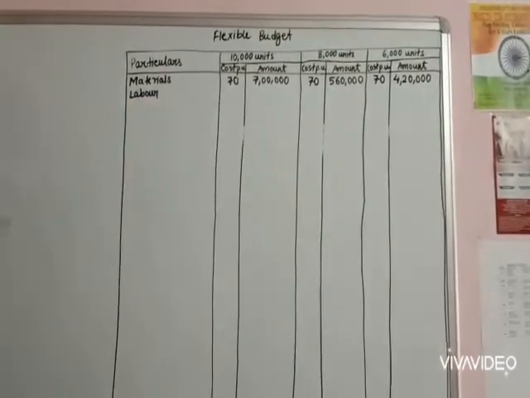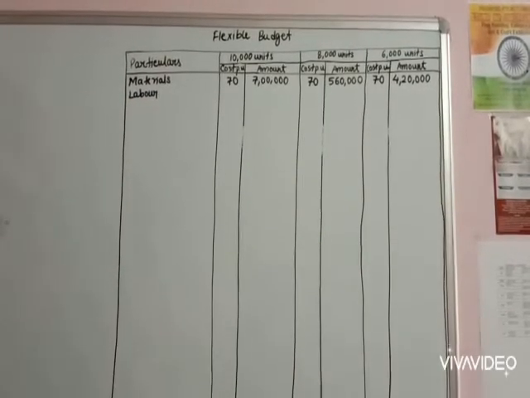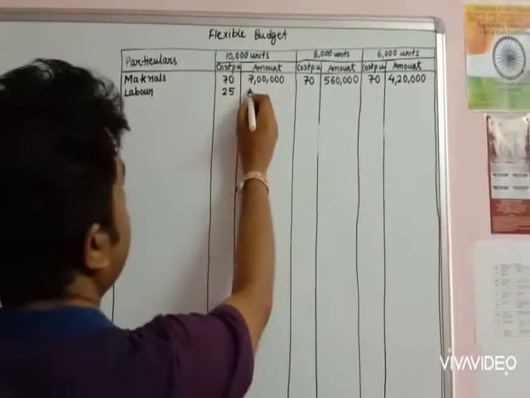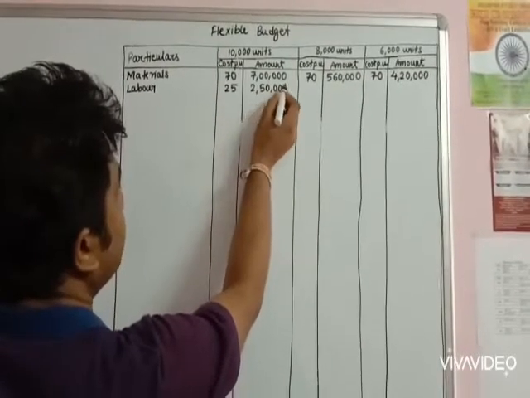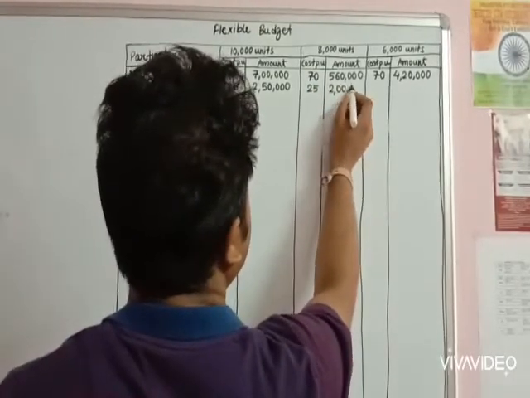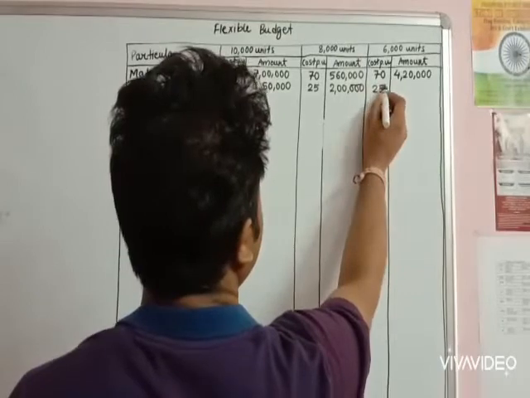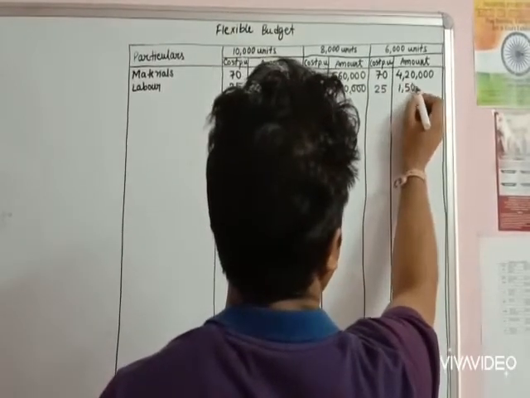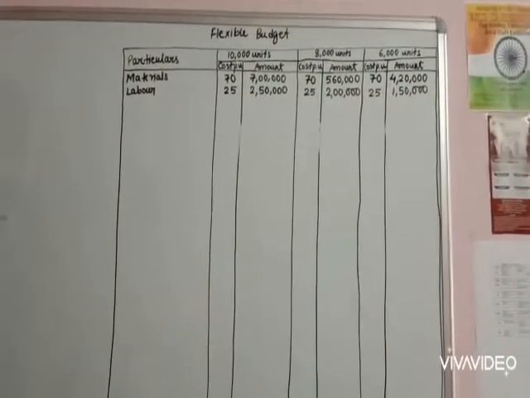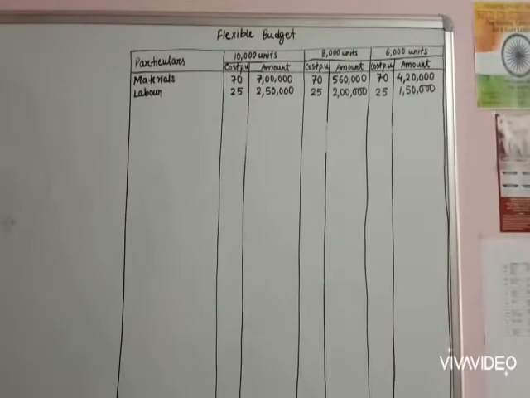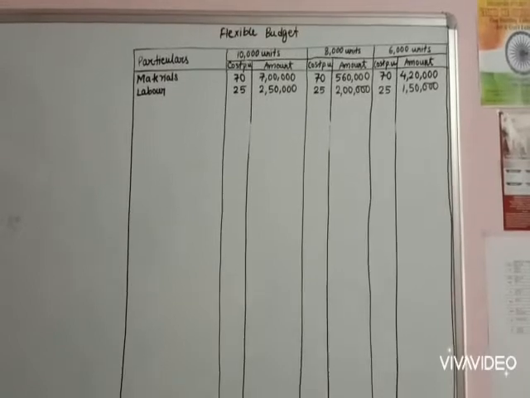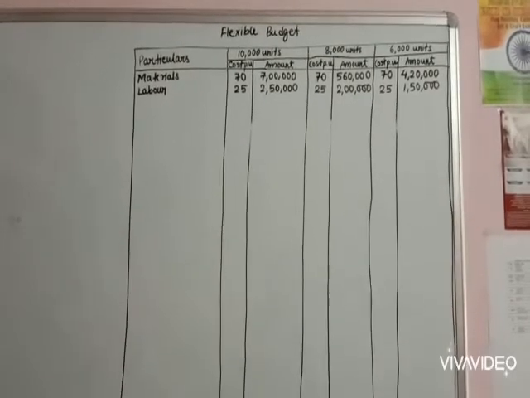Your labor cost per unit is ₹25. So 25 into 10,000, you get 2,50,000. Then 25 into 8,000, you get ₹2 lakh. Then again 25 into 6,000, you get 1,50,000. Now we have to look into the question whether we have any other direct expenses. If you look at the question, you have one more direct expense, that is variable expense. It is given in bracket, direct, and the cost per unit is ₹5 per unit.